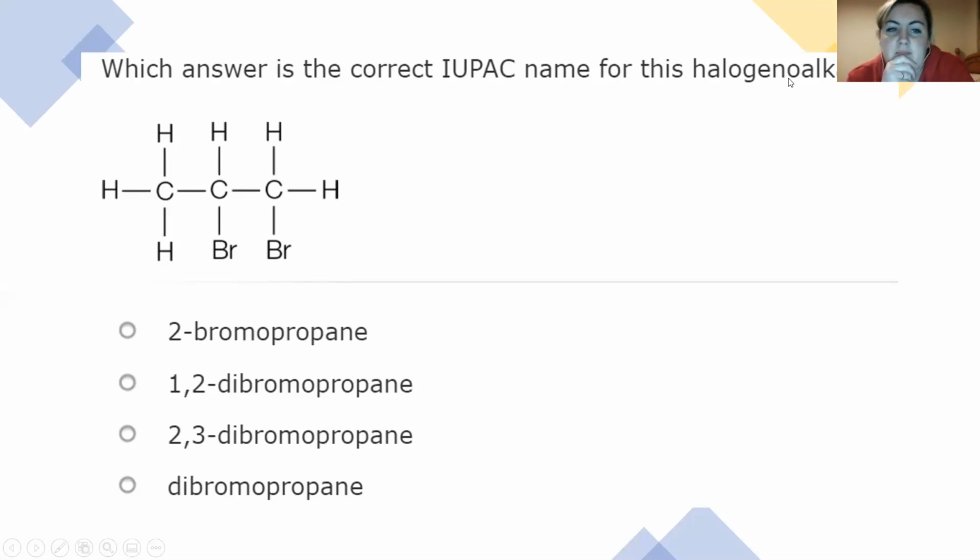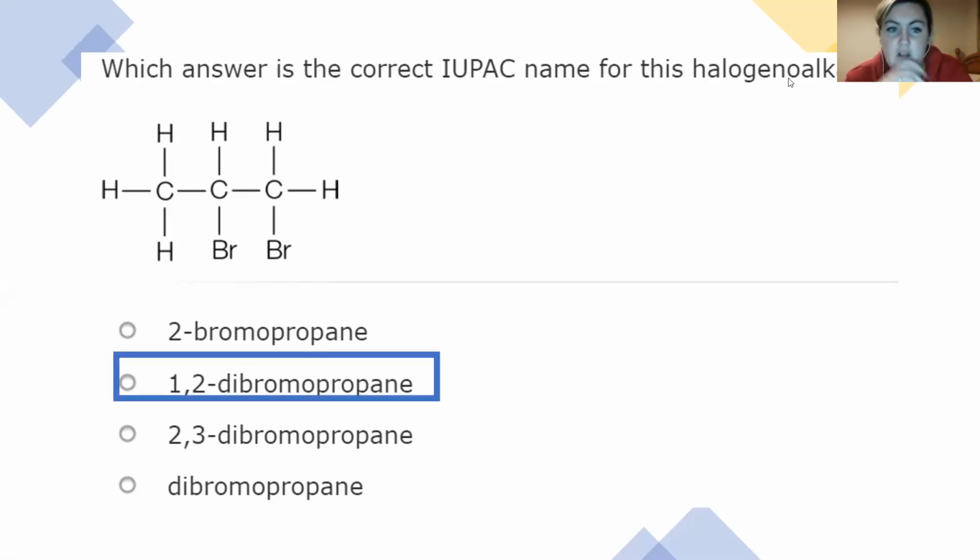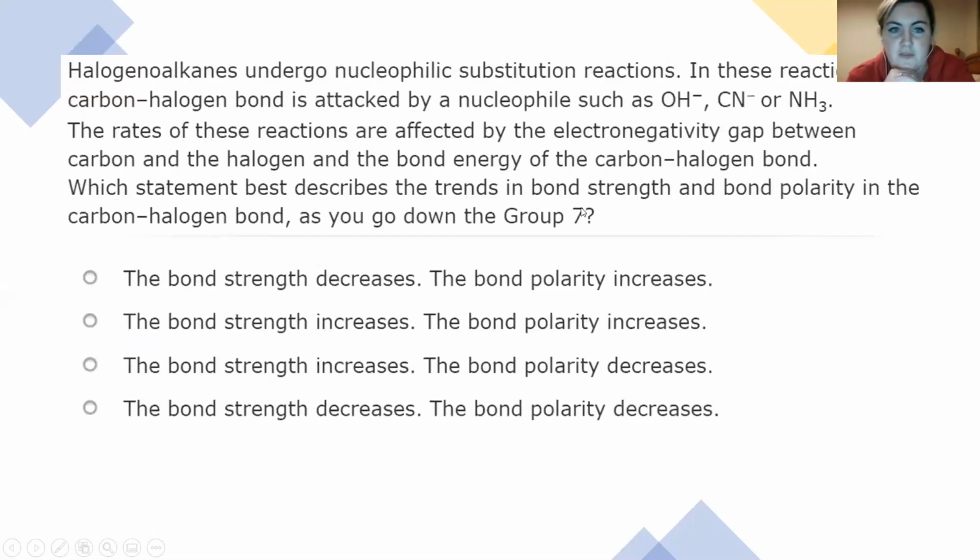What's the IUPAC name? 1,2-dibromopropane. Very simply, parent chain propane, but I suppose that's the only option they've given you. So it's a propane, and we see that on the first and the second carbon, we've got 2 bromines, so it's going to be dibromo. 1,2-dibromo, beautiful, simple enough. Now again, this is another one I want you to have a think about. Pause, have a think, have a go.